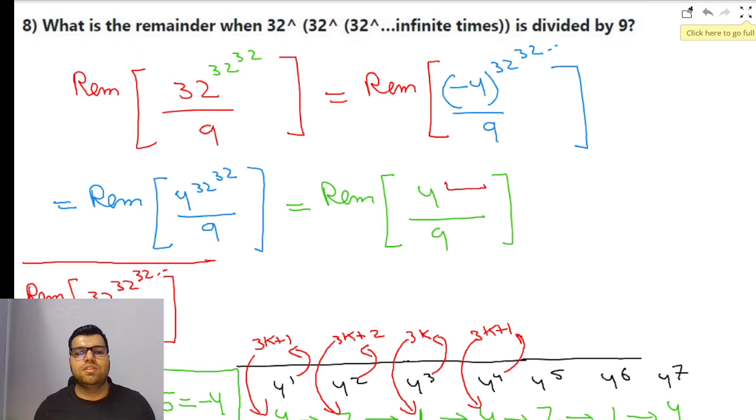So this form we can just find out from here. See, what is this thing? 32 raised to power 32 raised to power 32. We have to find out its form. So see, this is REM of.